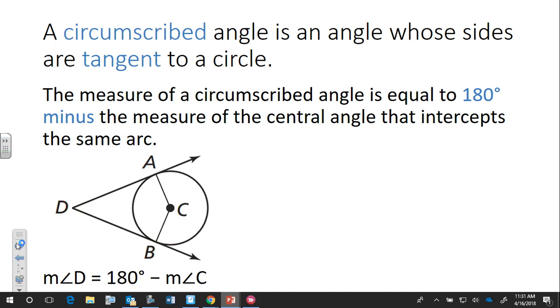This isn't difficult. Okay? This one's just a time saver. It says that if you know you have two tangents to the circle from the same exterior point, and you know the central angle, then the exterior angle will be 180 minus that central angle. Okay? 180 minus the central angle. Let me show you why that works.